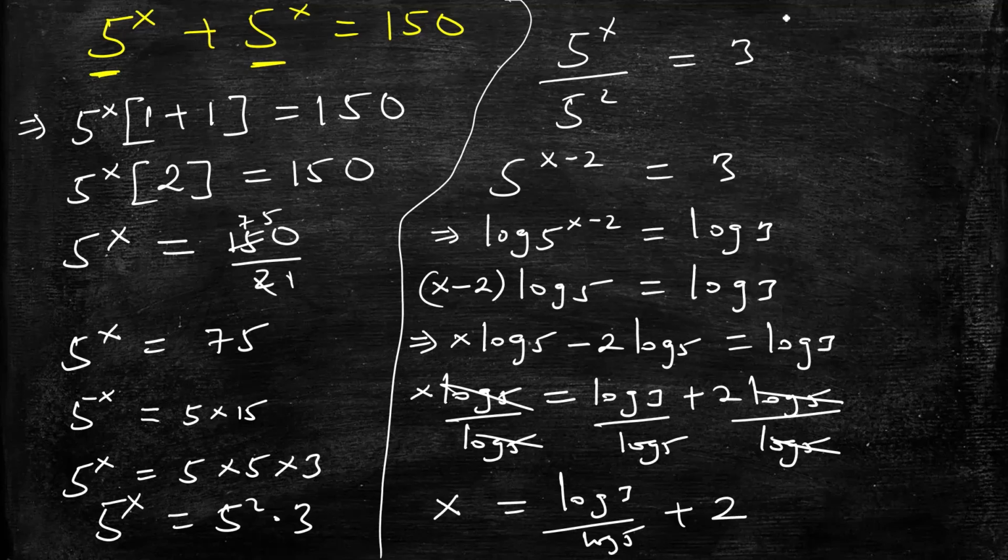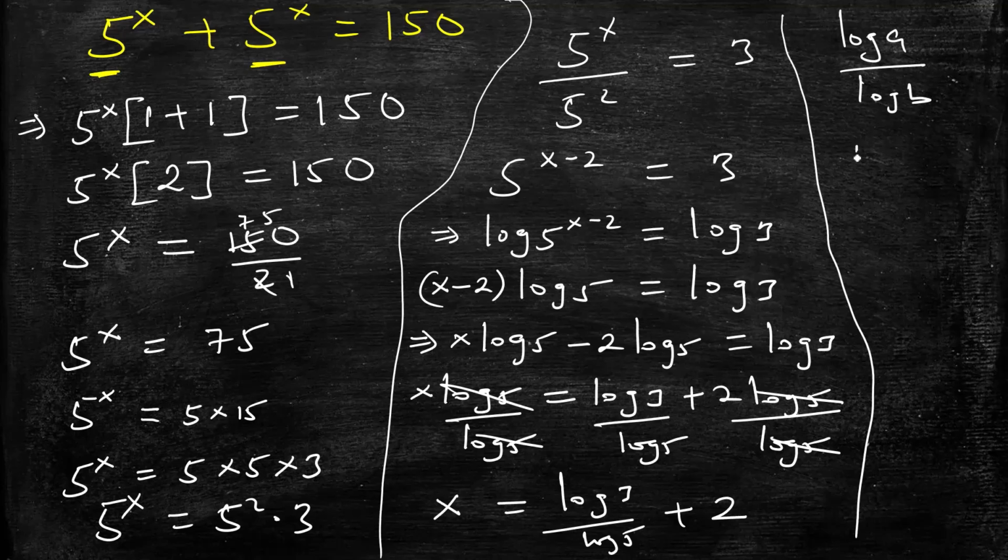Okay, so when we are given log a over log b, it is the same as log a to base b. So we can say x is the same as 2 plus log 3 to base 5 as our answer. Okay, so let's go back to the equation and see if our answer is correct.